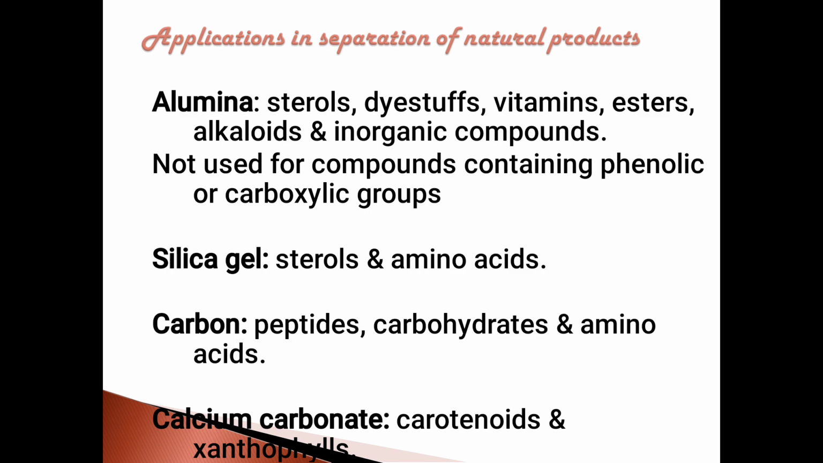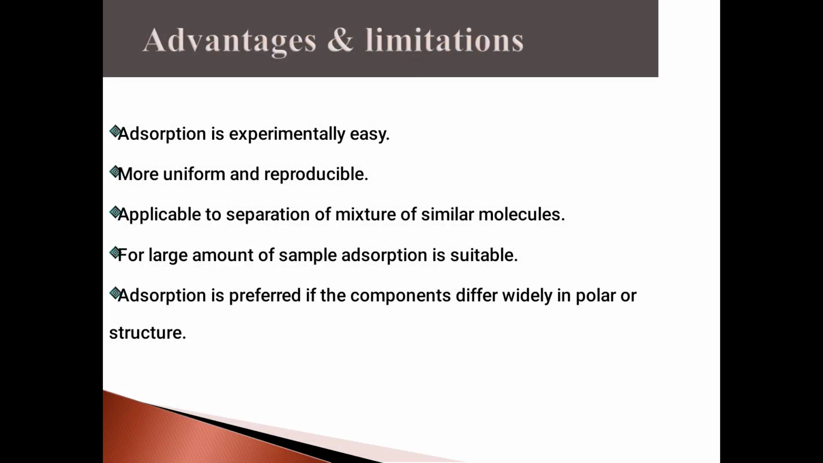Alumina is used for separation of sterols, dyestuffs, vitamins, esters, alkaloids and inorganic compounds, and it is not used for compounds containing phenolic or carboxylic groups. Silica gel is used to separate sterols and amino acids. Carbon is used for peptides, carbohydrates and amino acids. Calcium carbonate is used for carotenoids and xanthophylls.